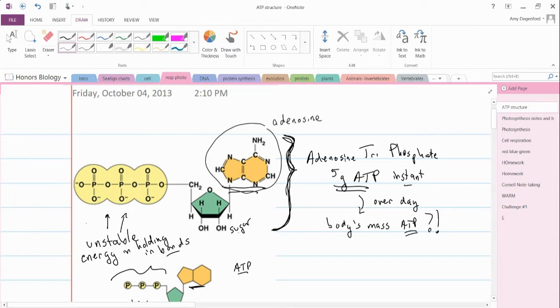Down here, this should be a little bit more recognizable. This is a sugar. It's a 5-carbon sugar. And the one part that we want to really look at are these phosphate groups. So we have the first phosphate, the second, and then we have the third. Now, there's something that I hope you notice about these. These are filled with oxygen molecules.